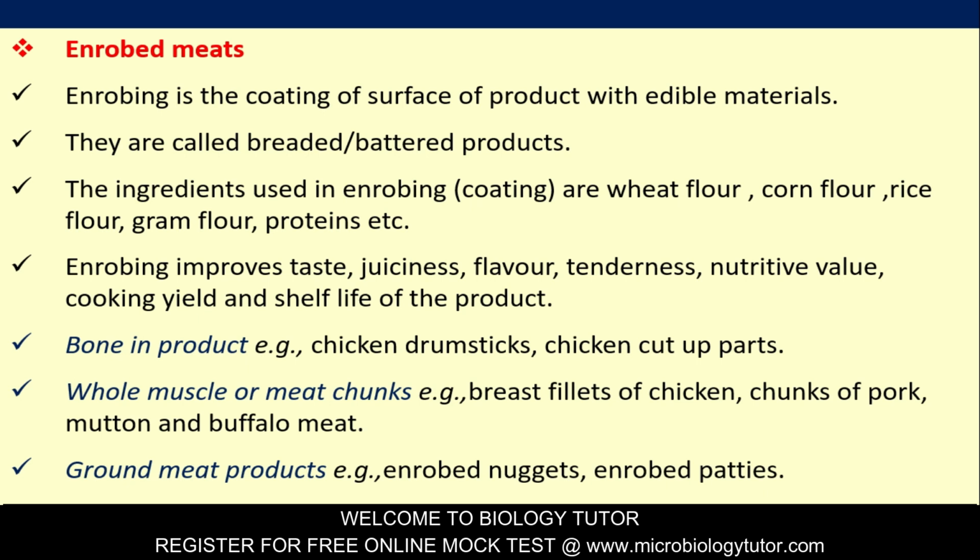Bone-in products. Examples are chicken drumsticks, chicken cut parts. They are the examples of bone-in products. Whole muscle or meat chunks.